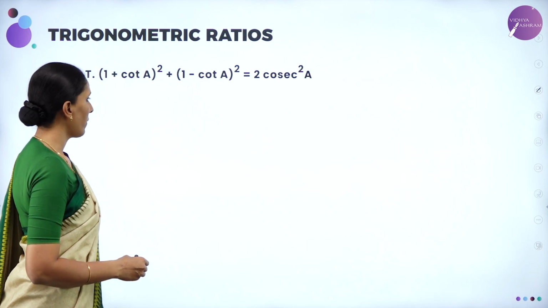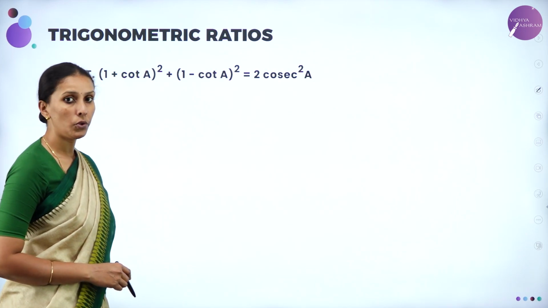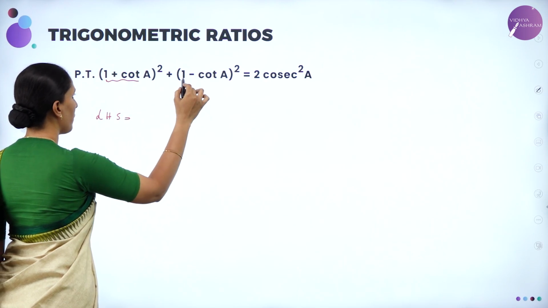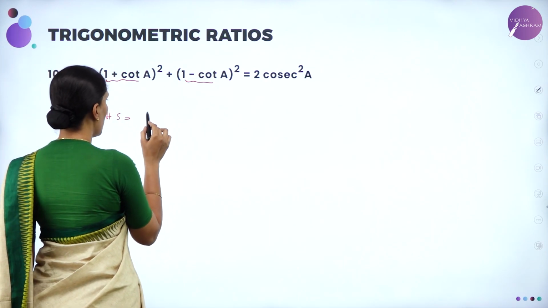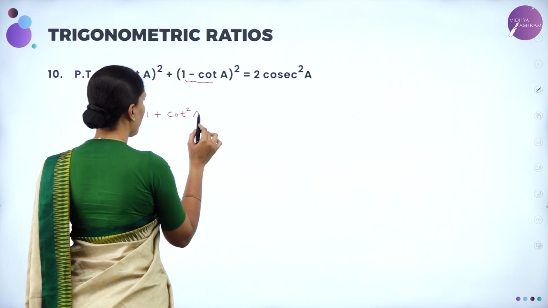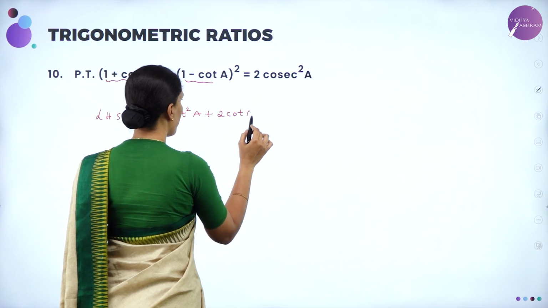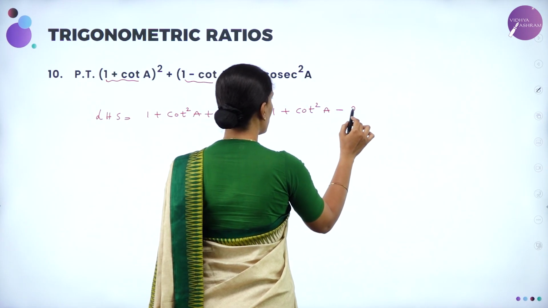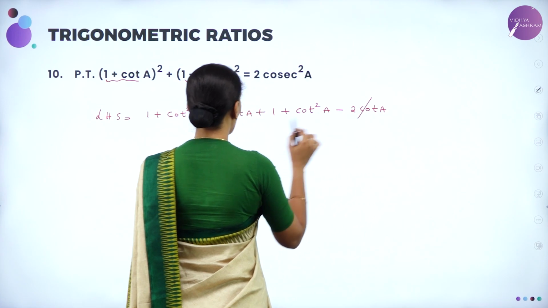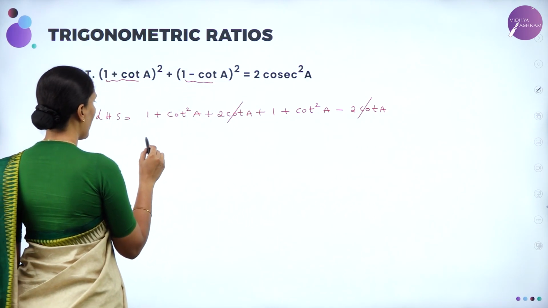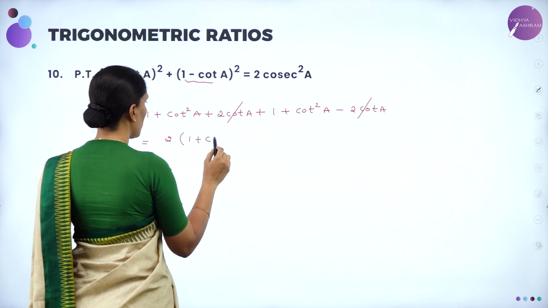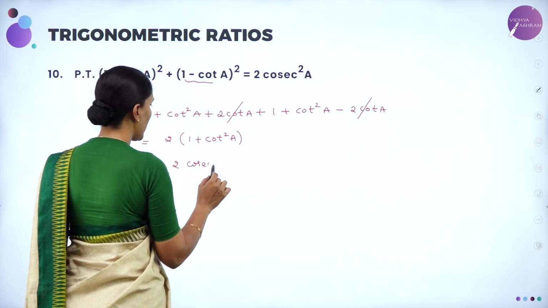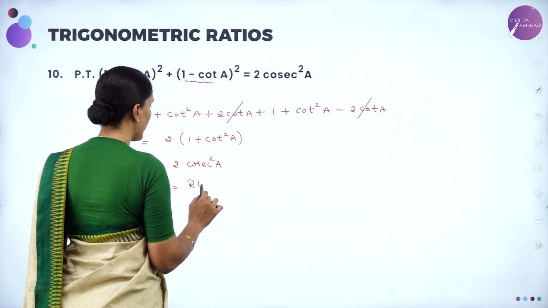Next question. 1 plus cot A whole square plus 1 minus cot A whole square is equal to 2 cosecant square A. Now let me consider the left hand side. Let's use the A plus B whole square and A minus B whole square formula. Then this becomes 1 square plus cot square A plus 2 cot A, and 1 square plus cot square A minus 2 cot A. So plus 2 cot A and minus 2 cot A cancel. So we are left with 2 times 1 plus cot square A. So what is 1 plus cot square A? The third identity, which is cosecant square A. So which is the right hand side.